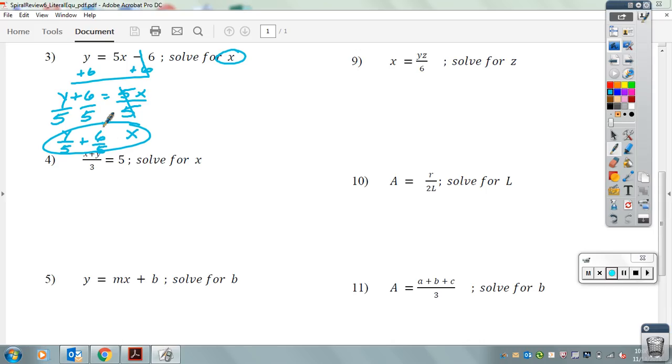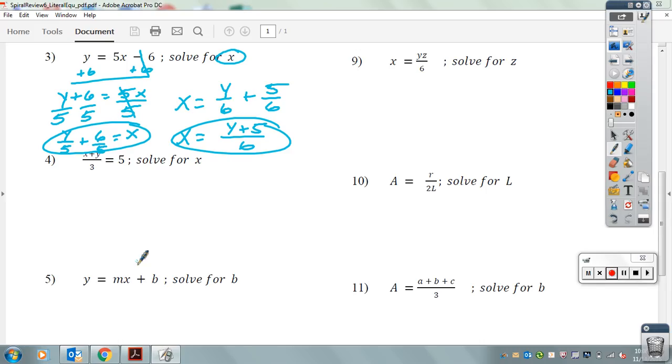Now, of course, you could have written y plus 6 all over 5. That is equivalent, but again, we want to get in the habit of splitting each thing up, so when we get to function notation later, it makes more sense. Let me erase this so I can actually see the next problem.